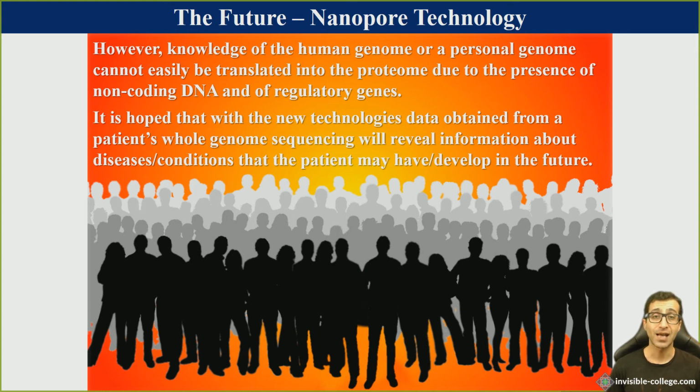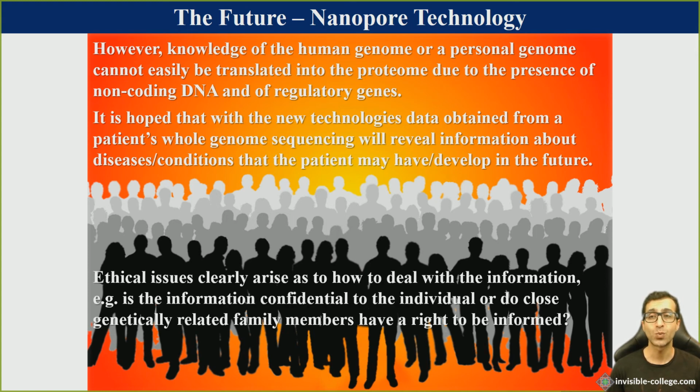Now obviously this has certain ethical issues associated with it, because essentially how do we deal with this information? Is the information confidential to the individual, or do closely genetically related family members, for example, have a right to be informed about these? But there are even wider issues here, because for example there are already companies like 23andMe where you can send a sample of your DNA and they will sequence that ostensibly for use in determining your family's genealogy.